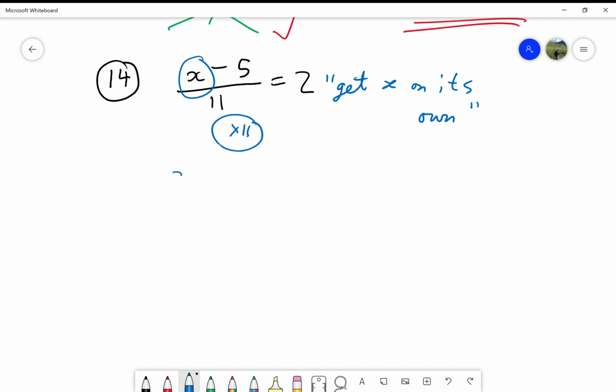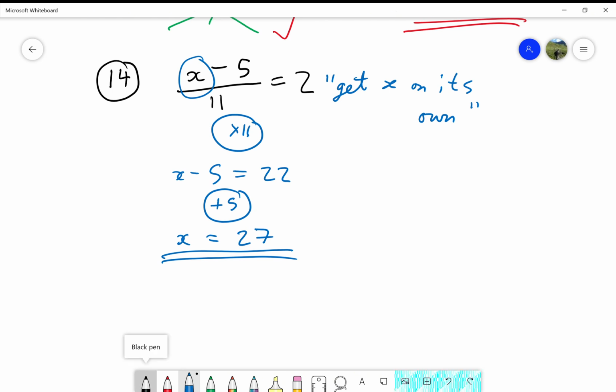Anyway, times 11, x minus 5 equals 22. Now we're going to move the 5 over to the other side, so we're going to plus 5 to both sides, so x equals 27. That's it. Boom. See what I mean? It's quite an orthodox question, really. Question 15.